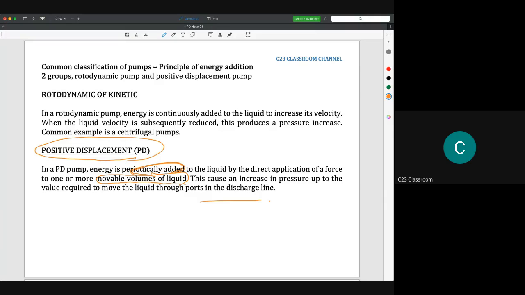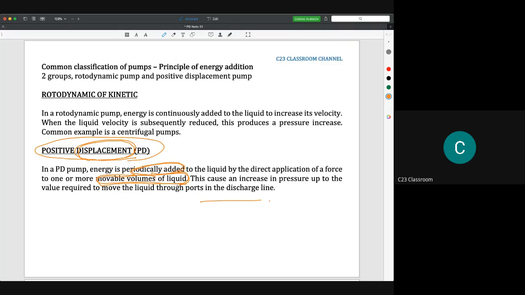Okay, and then the idea of positive displacement, you could understand from the word displacement here. It reflects the meaning of volume. So it means that for a positive displacement pump, we transfer liquid by its volume, not by transferring kinetic energy from one device to another, to the liquid.